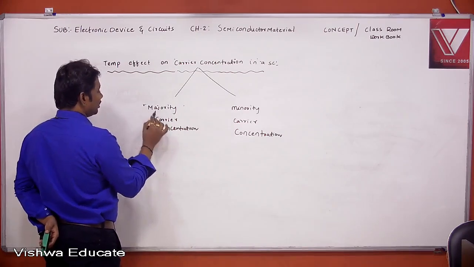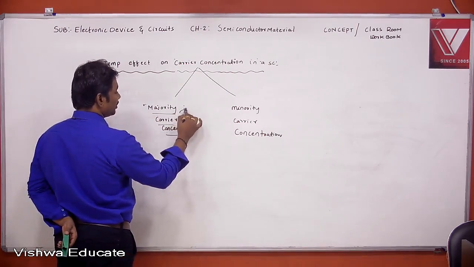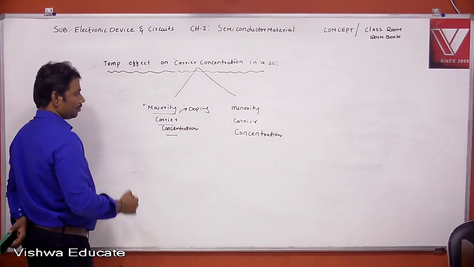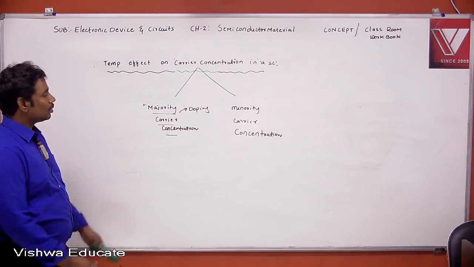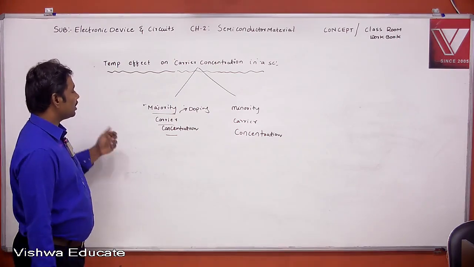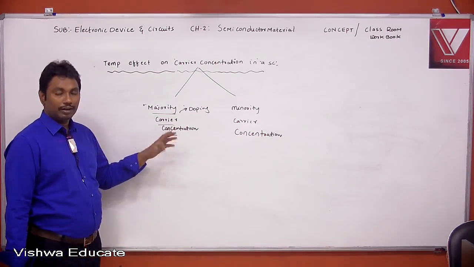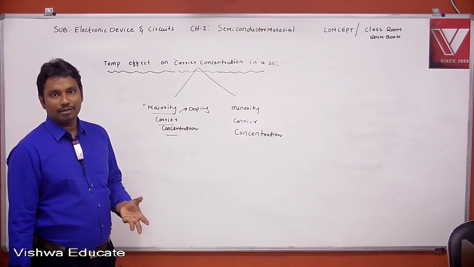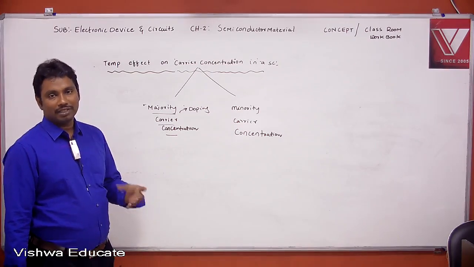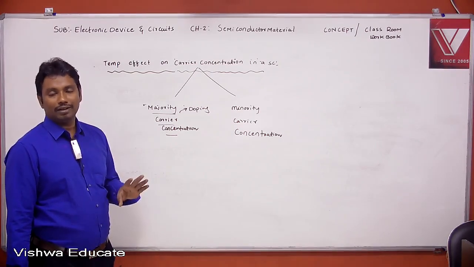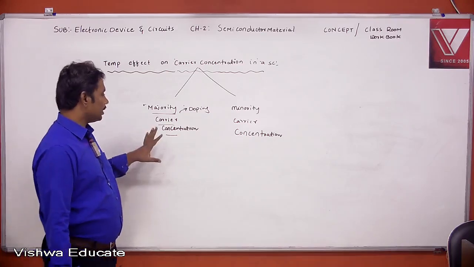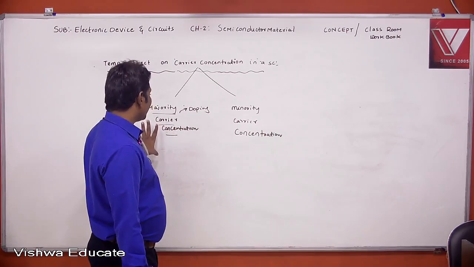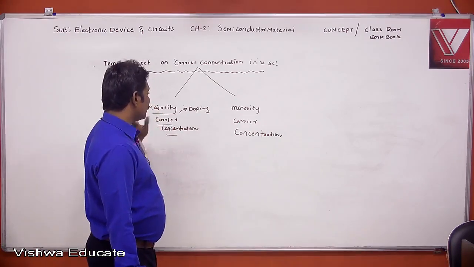Right. So here the very important thing is how the majority carrier concentration is affected by temperature. See here, this majority carrier concentration depends on the doping. It does not depend on temperature. If the doping concentration increases, then majority carrier concentration is increased, but as temperature increases, majority carrier concentration does not increase. So simply we can say the majority carrier concentration is independent of the temperature.